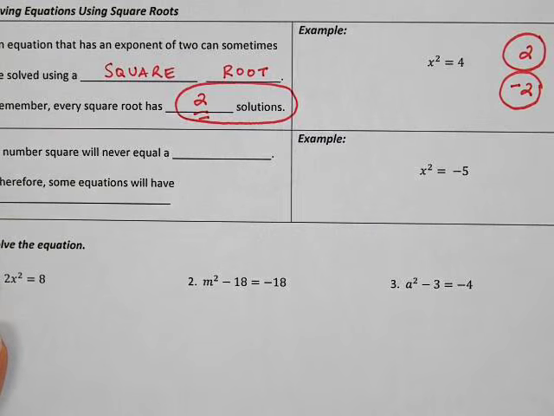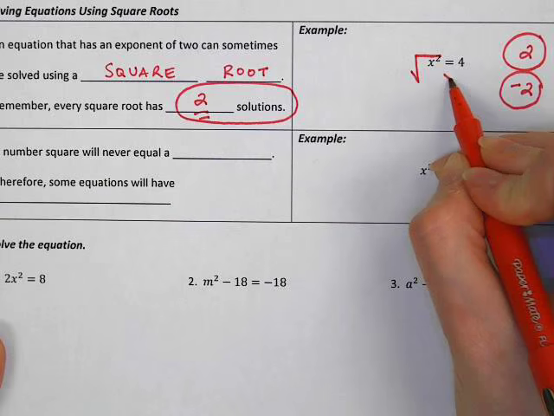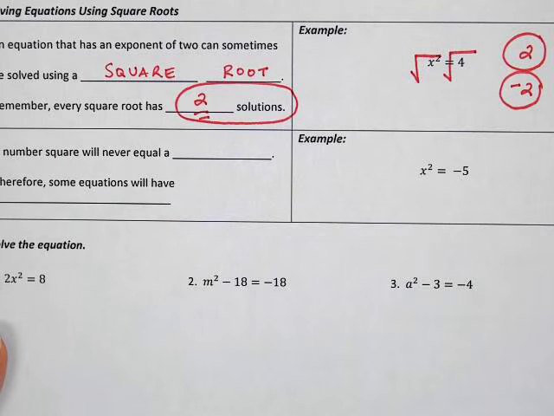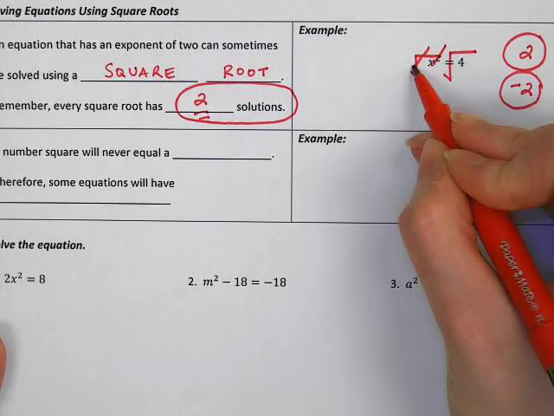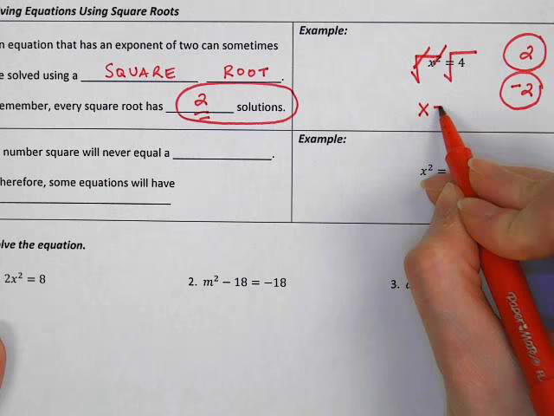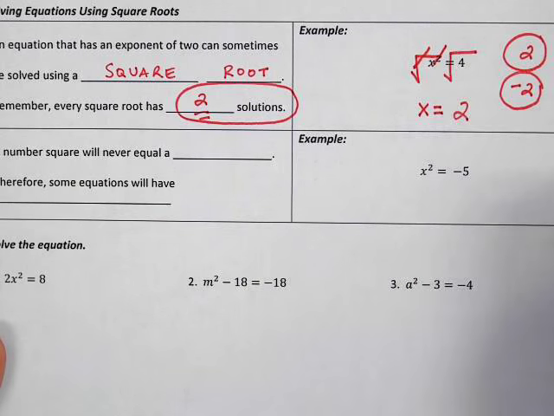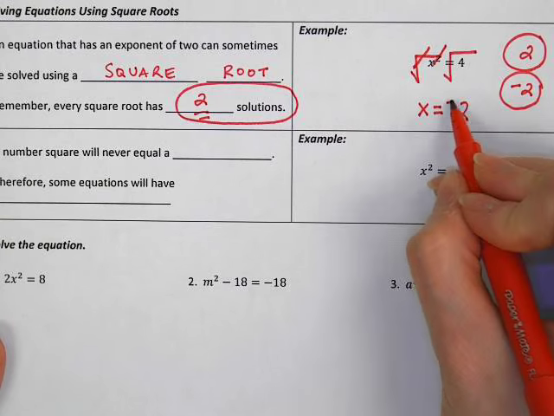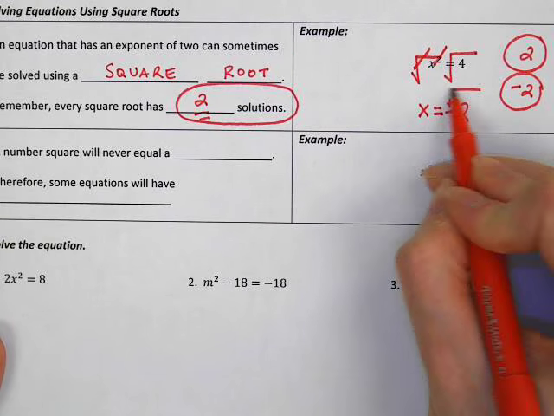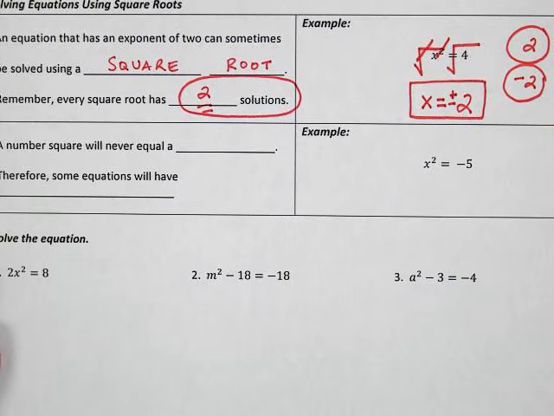And the way you find them is by square rooting both sides. Squaring and square rooting cancel each other, so you get x. The square root of 4 is 2. And then because we always get 2 answers, you always put a plus or minus out front. So that's where we get x equals plus or minus root 2.